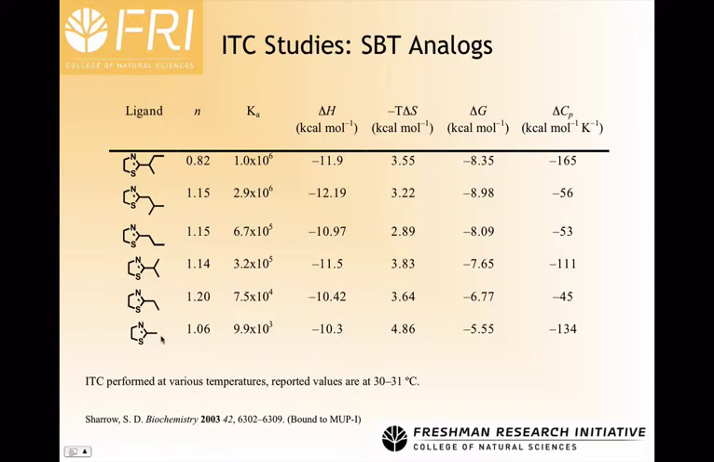This small chain right here only binds on the order of 10 to the third. However, SBT binds on the order of 10 to the sixth with a highly enthalpy-driven binding, and this one doesn't increase too much as we get up here. But overall, Ka and delta G do go up.